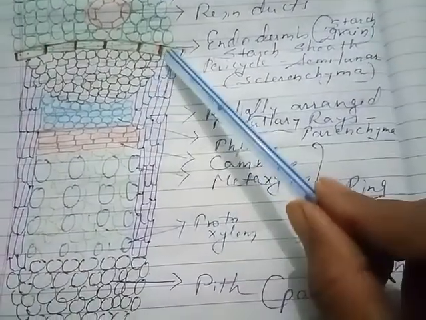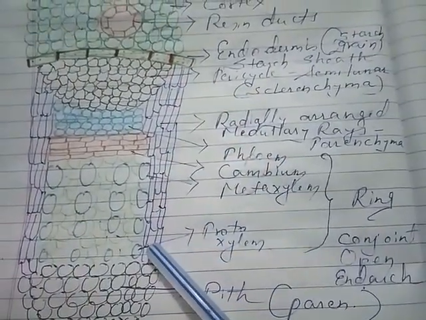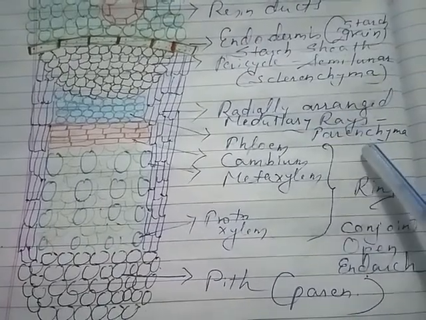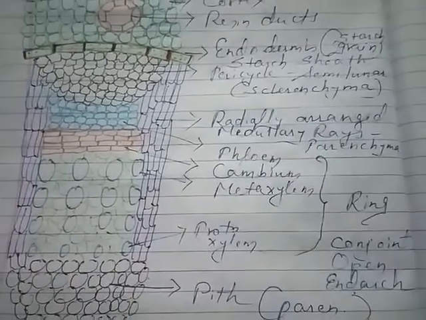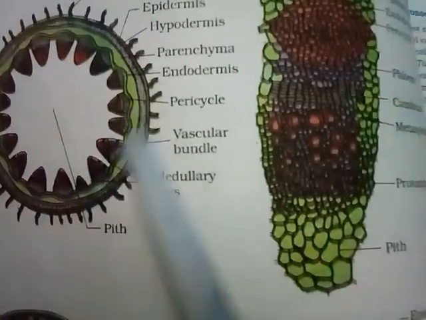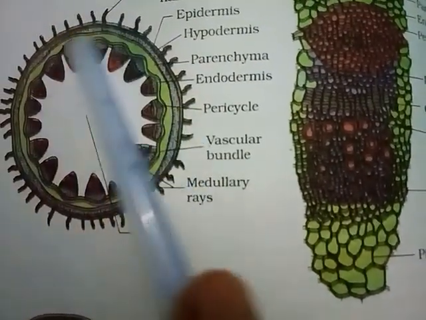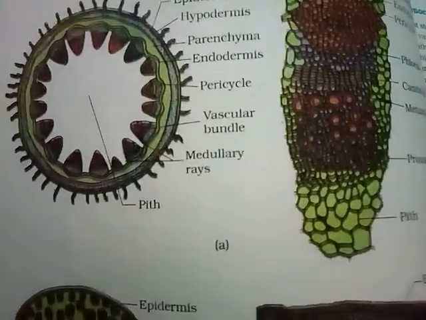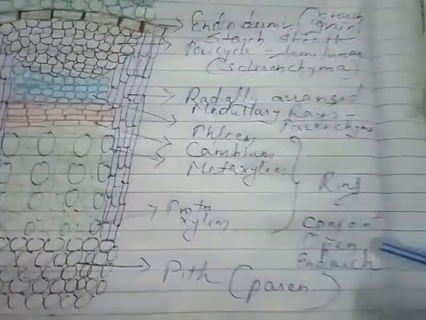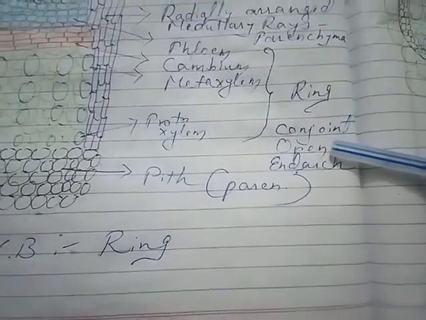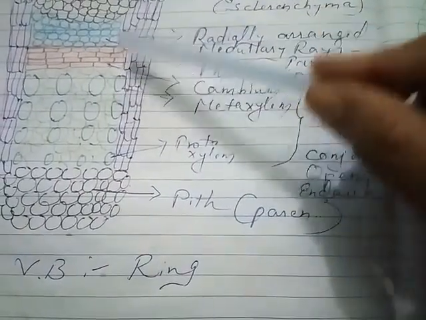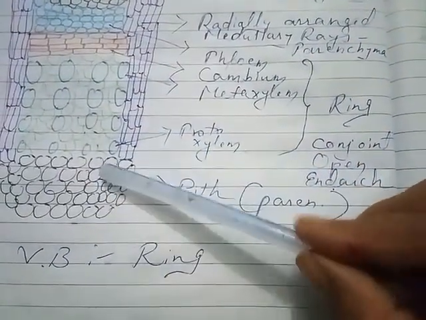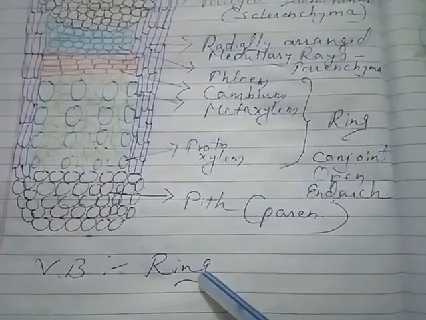Then on the side, parenchymatous cells are present, which are called medullary rays. These are also parenchymatous. In the dicot stem, the vascular bundles are arranged in the form of a ring, which is the characteristic of the dicot stem. So vascular bundles are conjoint, they are open because cambium is present, and endarch because metaxylem is towards the outer side and protoxylem is facing towards the inner side. Vascular bundles are arranged in the form of a ring.